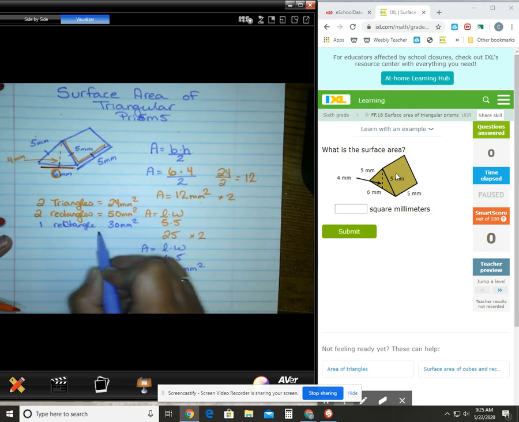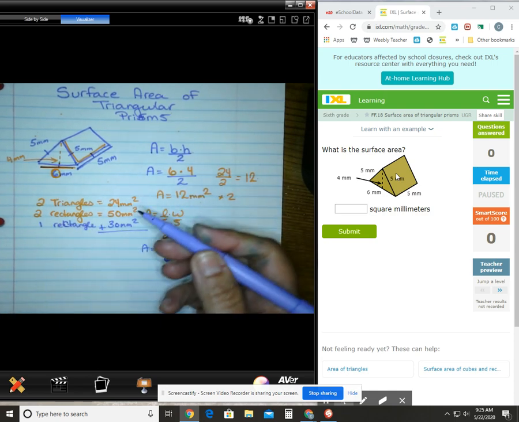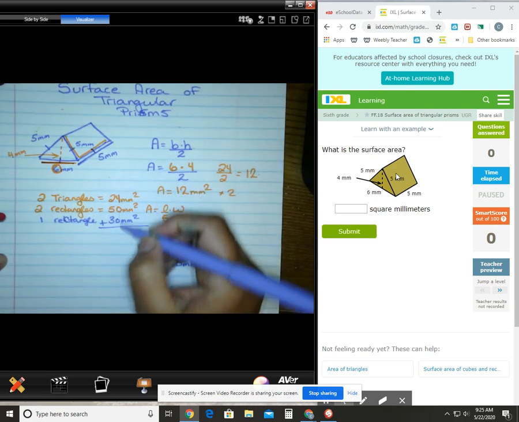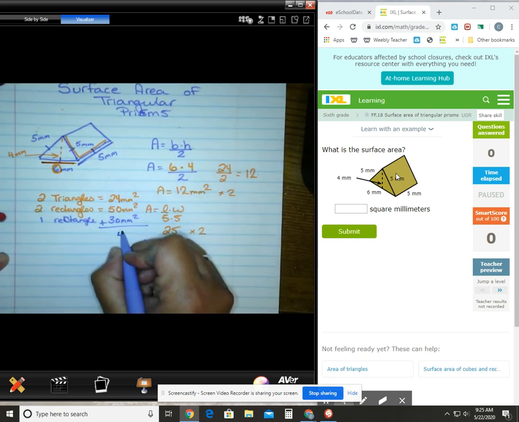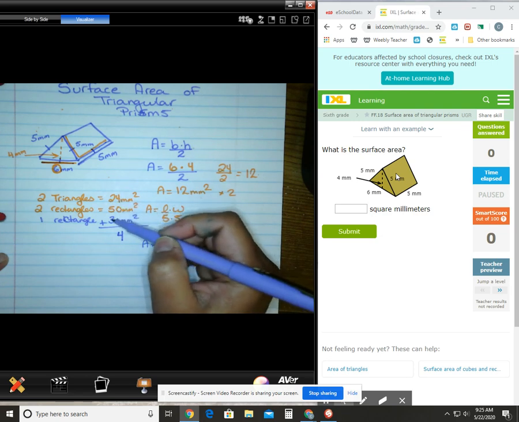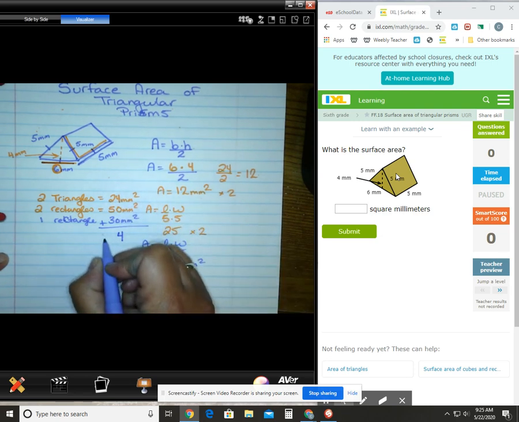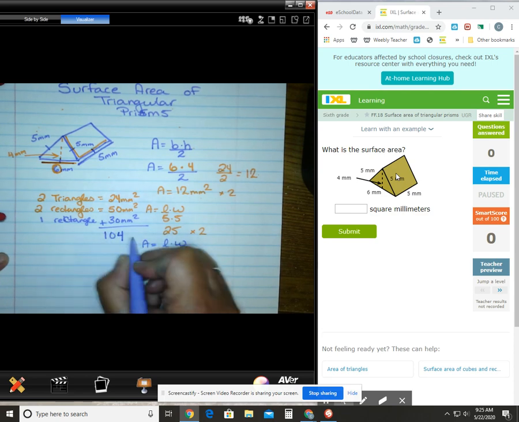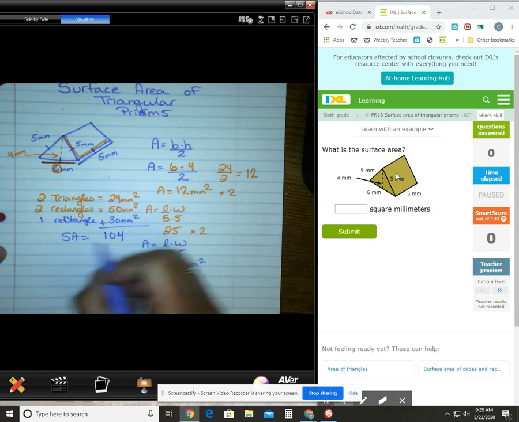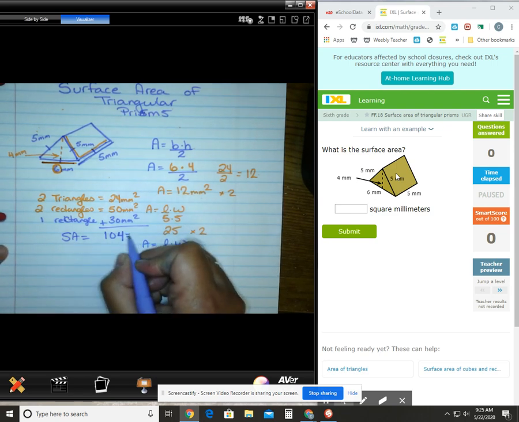Okay, so now I need to add them up. I can do this by hand or I can use my calculator. I suggest using a calculator because you usually make fewer mistakes. But we have 4 plus 0 is 4, 2 plus 5 is 7, 7 plus 3 is 10. So I get 104. So my surface area, and that's the whole thing, is equal to 104 millimeters squared.